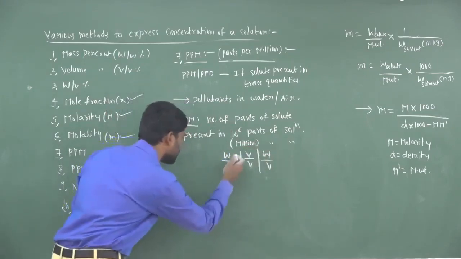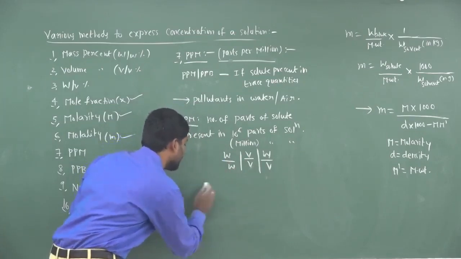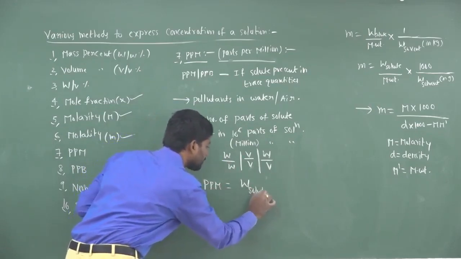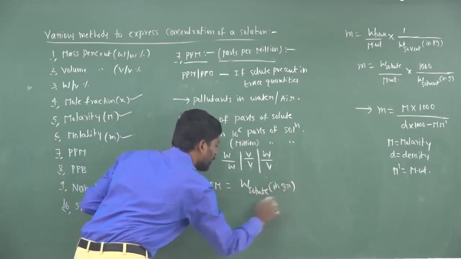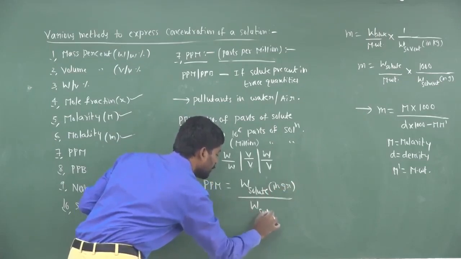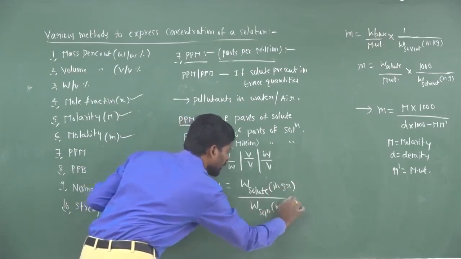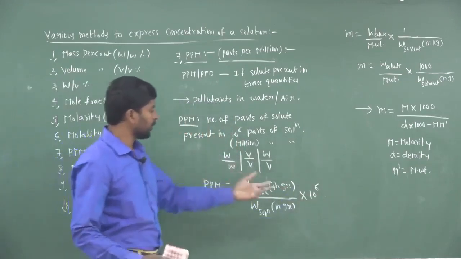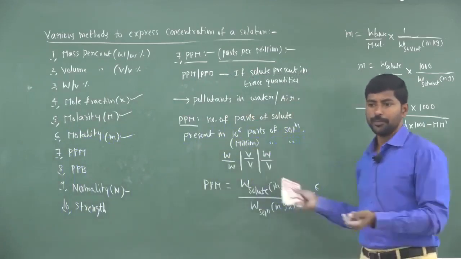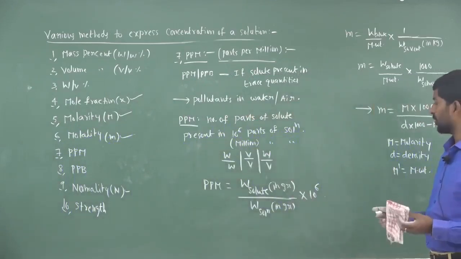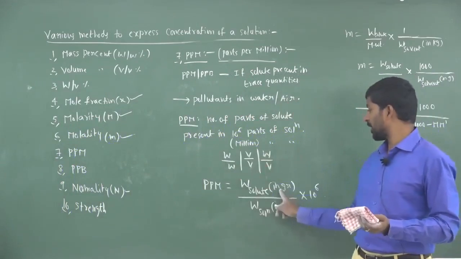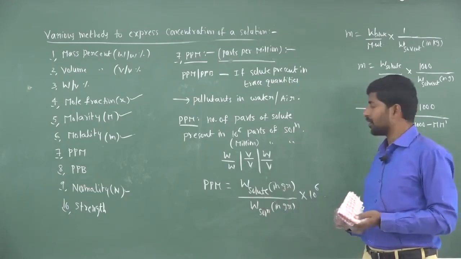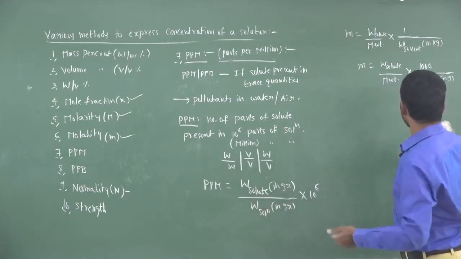For example, with respect to W by W, ppm is equal to weight of solute in grams by weight of solution in grams into 10 power 6. For percent we multiply by 100, for million we multiply by 10 power 6, and that is the difference. Similarly, volume of solute in ml by volume of solution in ml into 10 power 6. That is about ppm.